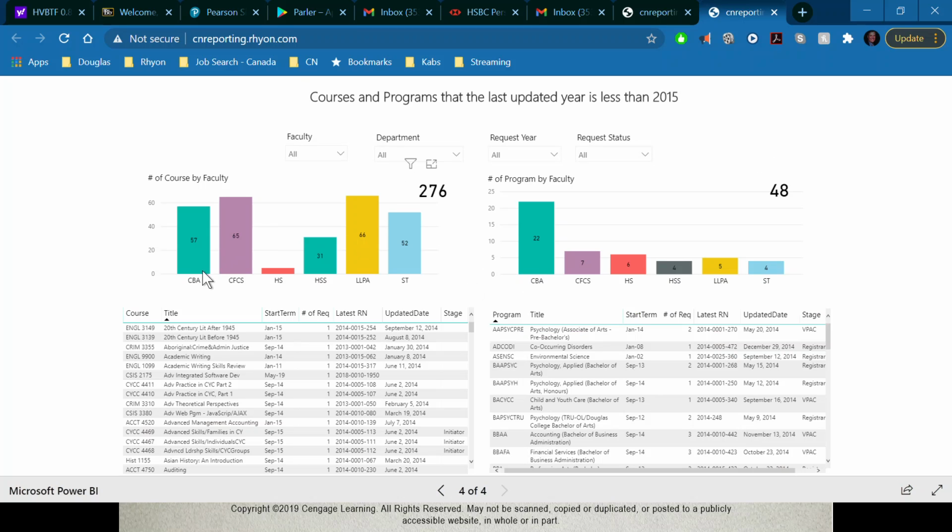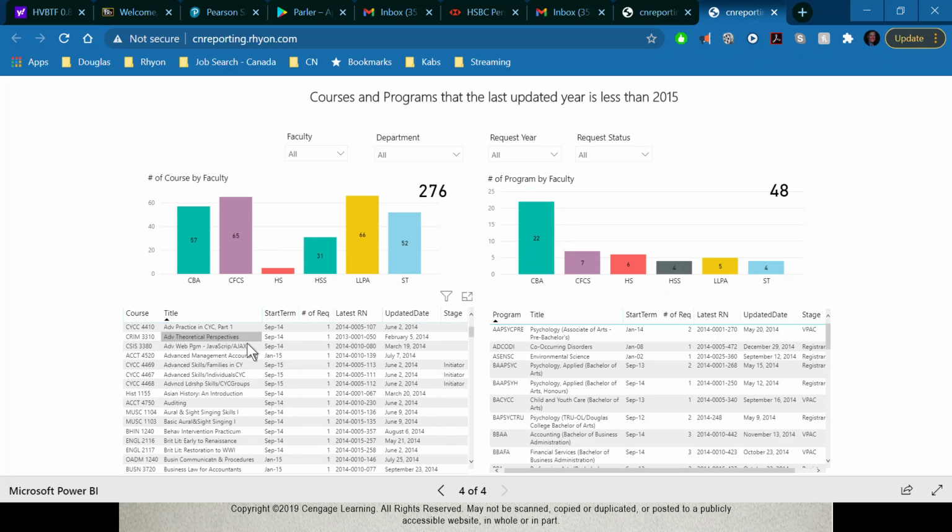So what you're looking at here is a summary of all of the programs within the faculties at Douglas College. So we have the School of Business Administration, we have Health Sciences, we have Science and Tech. You can see here the number of courses by faculty, and over here we have the number of programs by faculty. If you look right away, it paints a very clear picture.